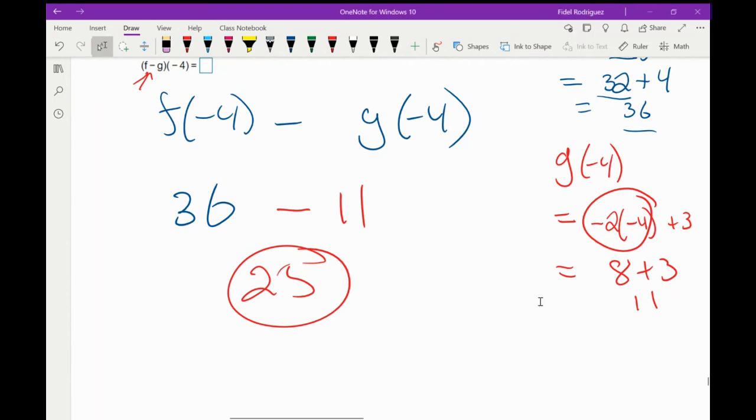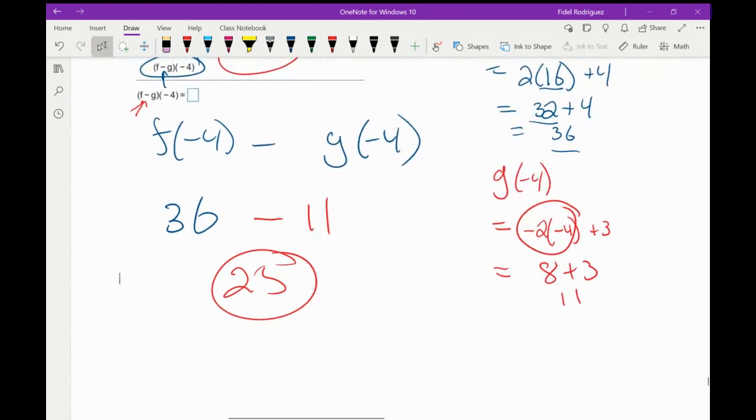Let's see. Negative 4? Oh, you were like squaring it?